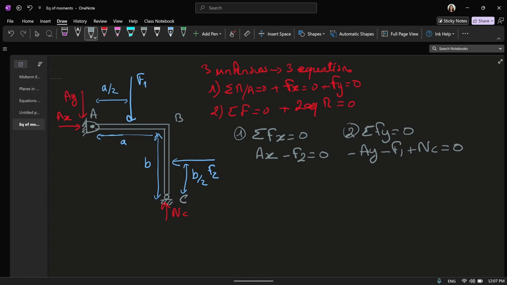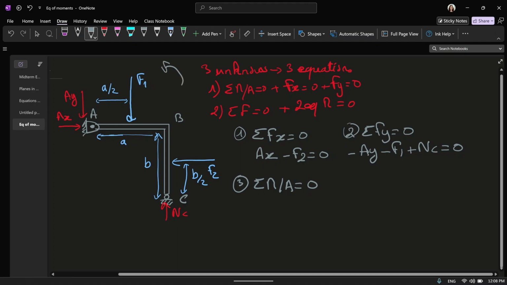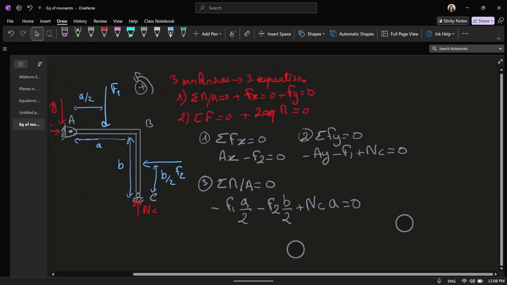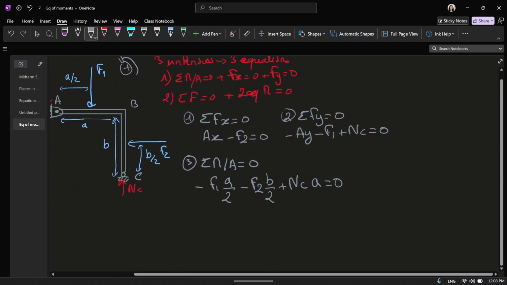Yes. Let's do now the sum of the moment about A equals 0. Equation number 3. What do we get? So the positive direction is counterclockwise, so we have minus F1 times A divided by 2. This is the moment done by F1. F2 creates a negative moment too, so minus F2 times B divided by 2. And NC creates a positive moment, so plus NC times A equals 0. Equation number 3.